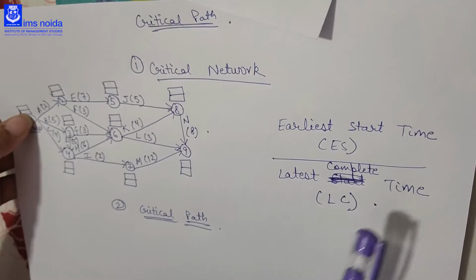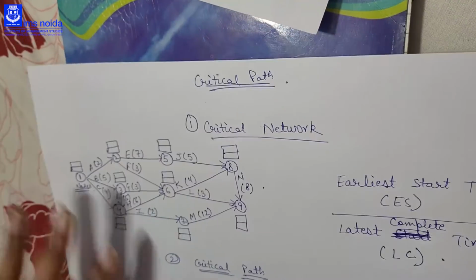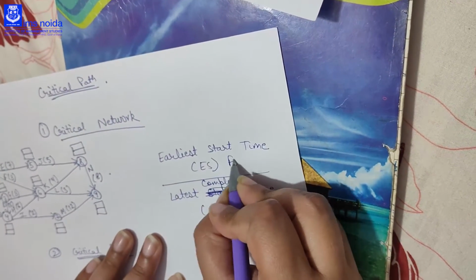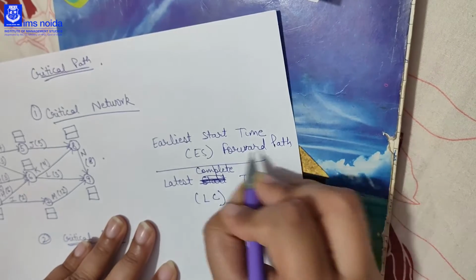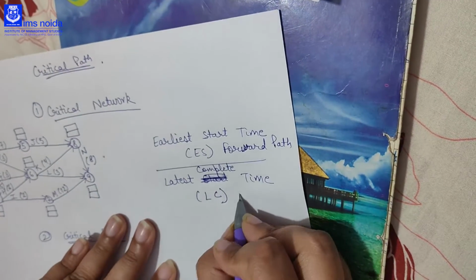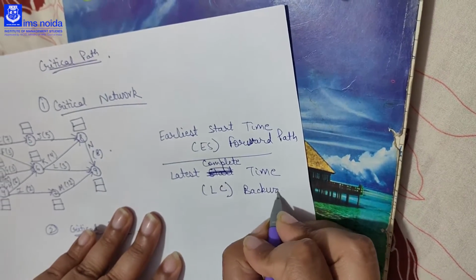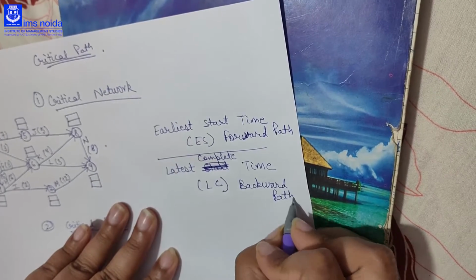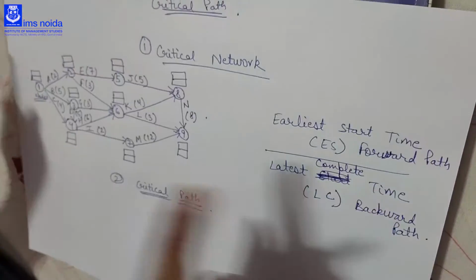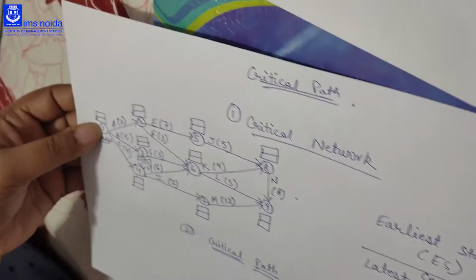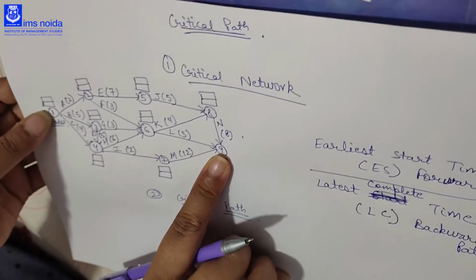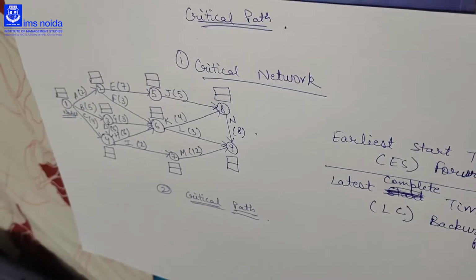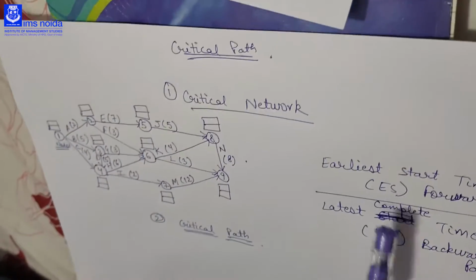How will we find out ES and LC? Let's see. First we will see ES. How to find out the ES? ES is also known as forward path and LC is known as backward path. So as ES is forward path, we have to start with the one node, and as latest complete time LC is backward path, we have to start with the end node. Okay, so let's concentrate first of all on earliest start time, that is forward path.